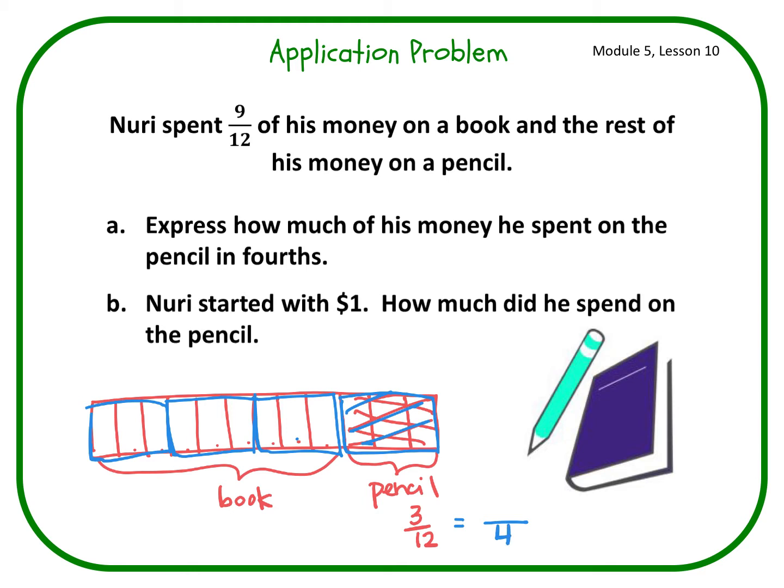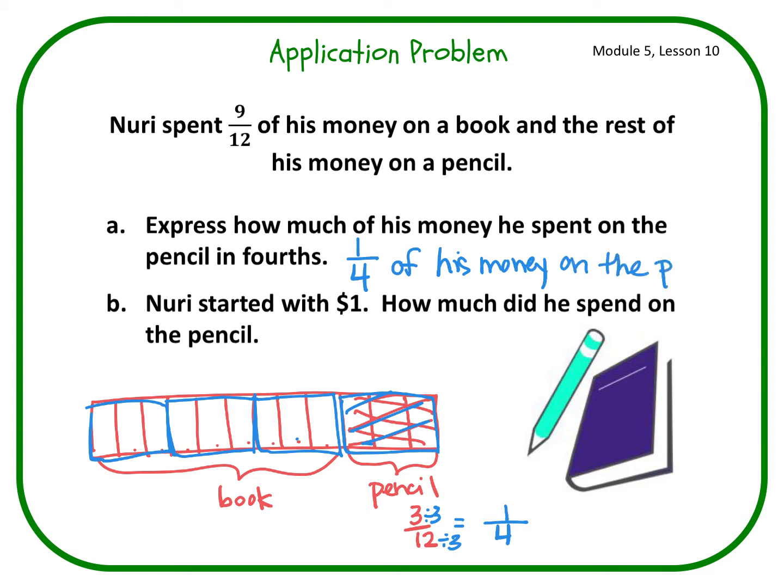Well, you can see that we divided by 3. 12 divided by 3 is 4, and 3 divided by 3 is 1. So he spent 1/4 of his money on the pencil.